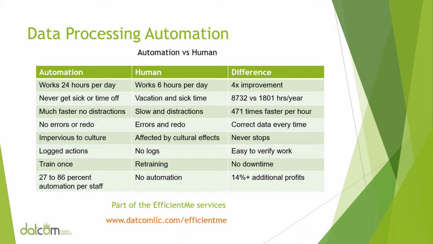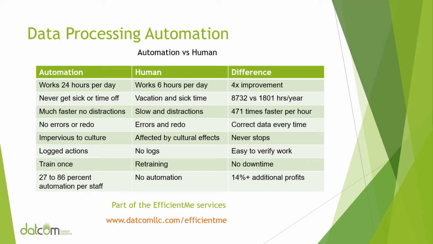The next thing to consider is that they never get sick. Automation never gets sick, it never takes time off, whereas humans do have vacation time and sick time. So over the course of a year, there's 8,732 hours for automation, versus 1,801 hours per year for the human. So you can see there's a huge difference just by the amount of hours that the automation can work versus the human.